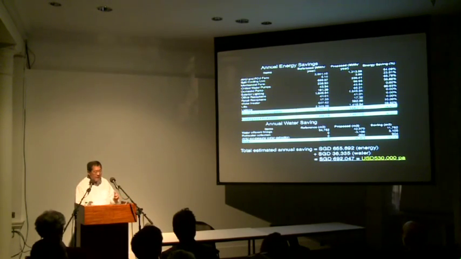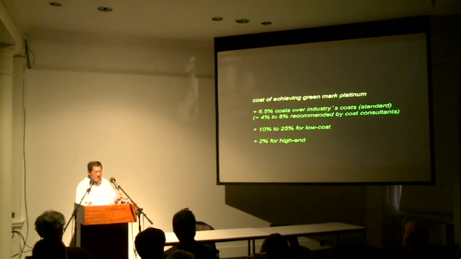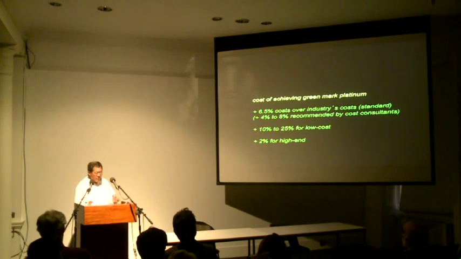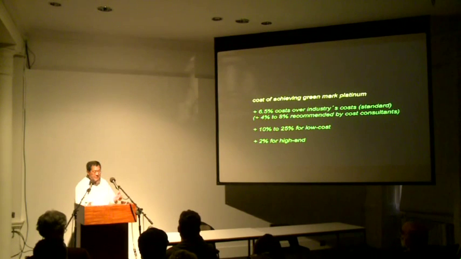And then another question I get asked most often is, how much does it cost to go green? Do you have to pay a premium? For this building, we delivered at 6.5% over industry cost for this building type. Most quantity surveyors and cost consultants recommend you should budget 4 to 8%. But for low-cost buildings, the cost of making them green is higher, between 10 to 25%, and for high-end buildings, you can actually go down to 2%. So for any high-end building, there is no reason why you cannot make it green, because it doesn't cost an arm and a leg to make it green.